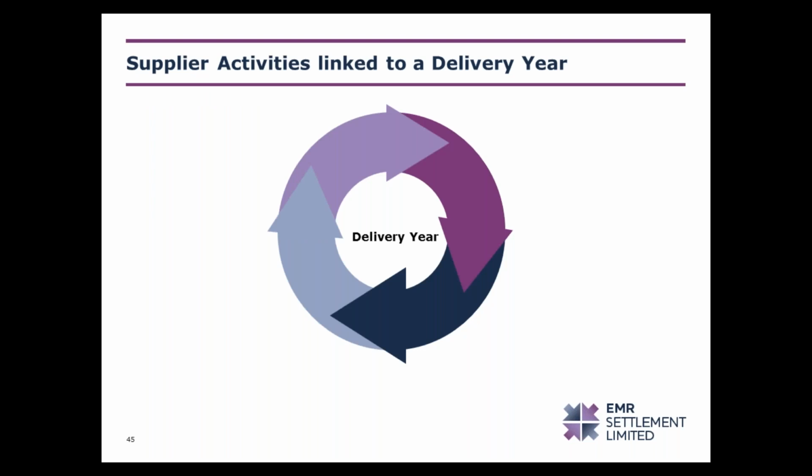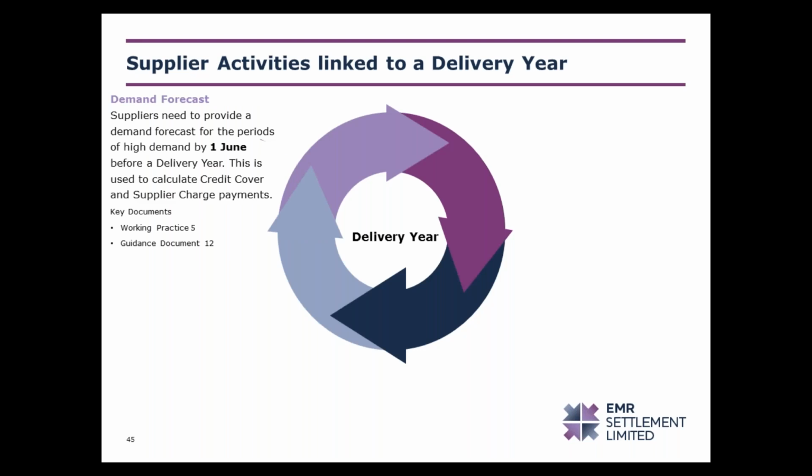Let's have a little look at what we've talked about today. This slide is all about the supply activities linked to a delivery year. So the demand forecast we spoke about right at the very beginning almost, that's already happened for this delivery year, but please remember it's an annual thing. You're going to have to do it again next June. So that's all about submitting your forecast for the periods of high demand in that delivery year coming up, and that's used to calculate your credit cover and supplier charge payments.